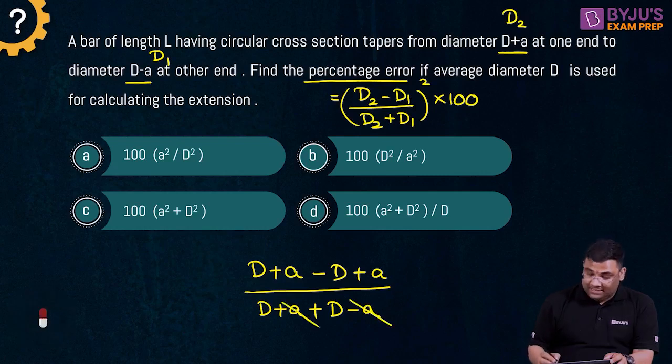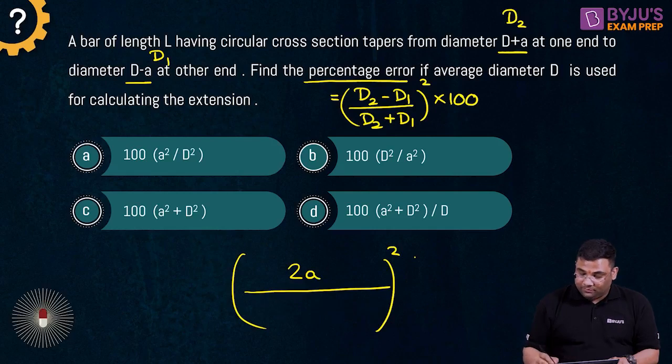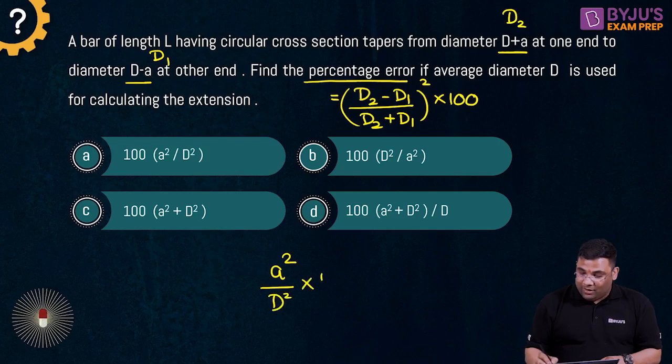So here A gets cancelled, here D gets cancelled. And this is square, right? So this becomes numerator 2A, it becomes 2D. So both get cancelled. A square by D square, and into 100.